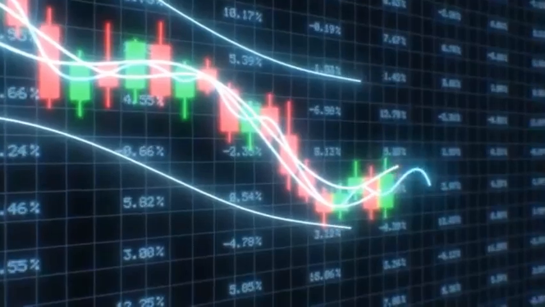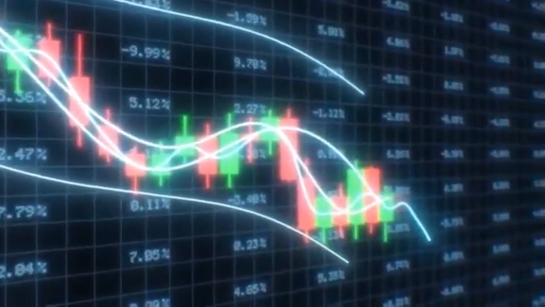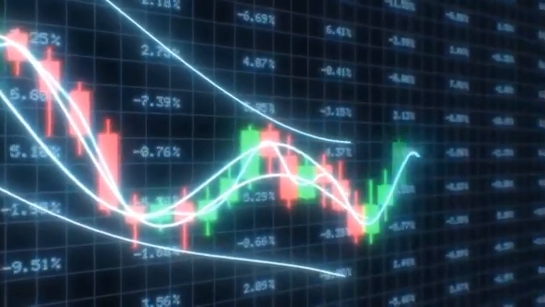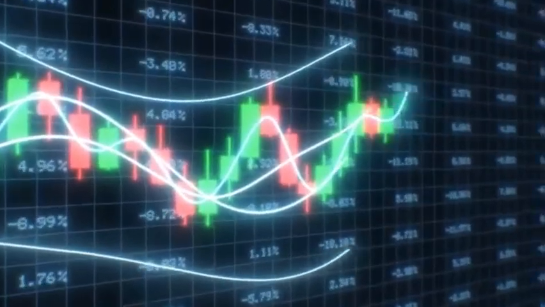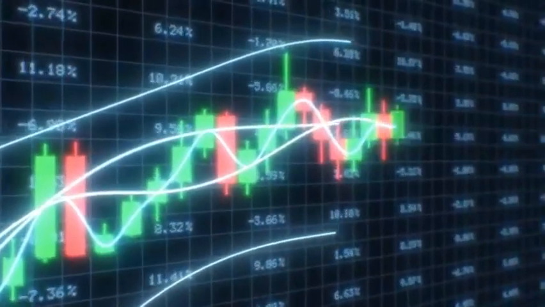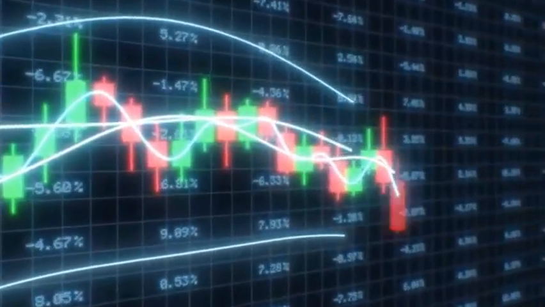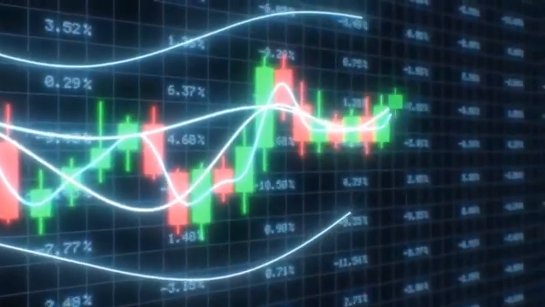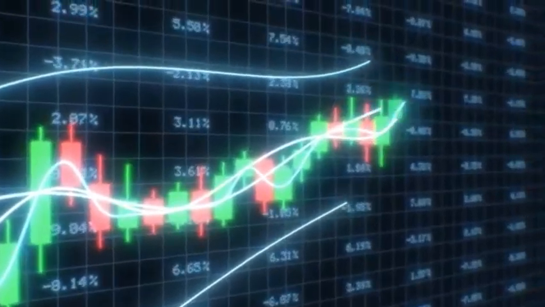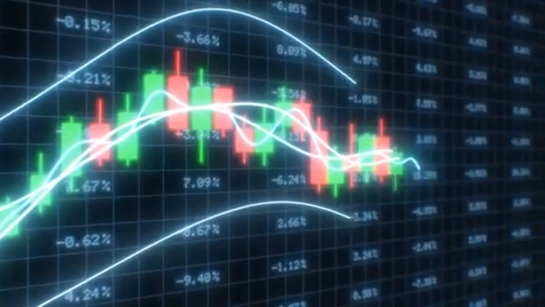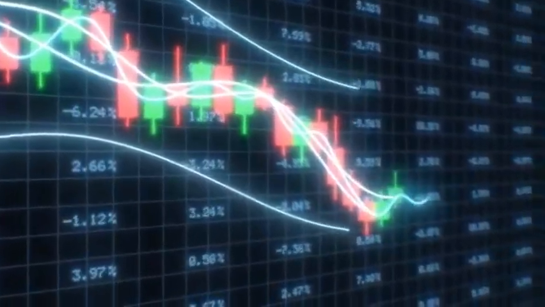5. Rectangles. Finally, we have rectangles, which are pretty straightforward. A rectangle forms when the price moves within a horizontal range between support and resistance. It's essentially a price consolidation period after a strong trend. Bullish rectangle. This forms after an uptrend when the price consolidates within a narrow range. If the price breaks above the rectangle's resistance line, it's a sign that the uptrend is likely to continue.